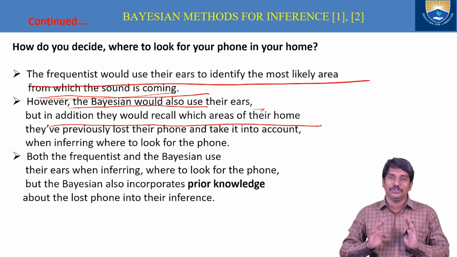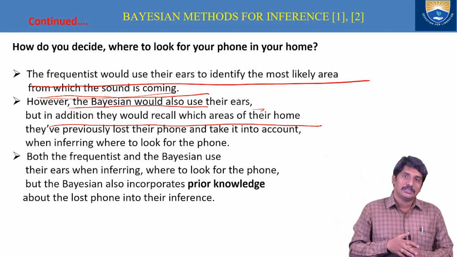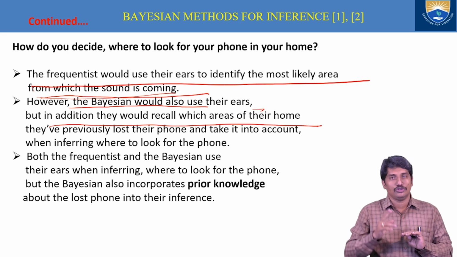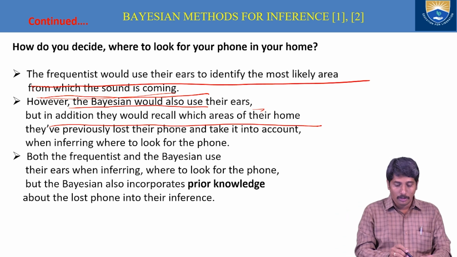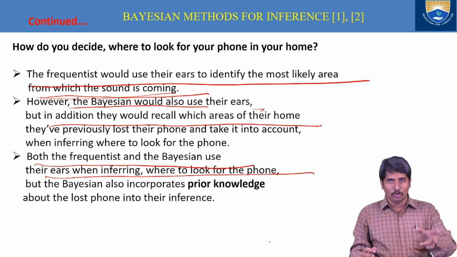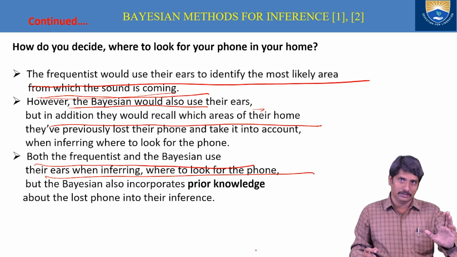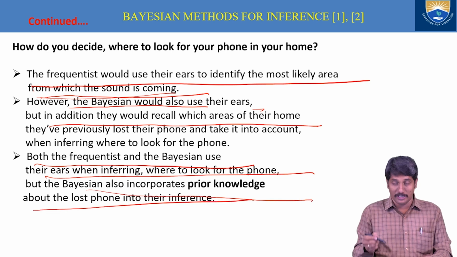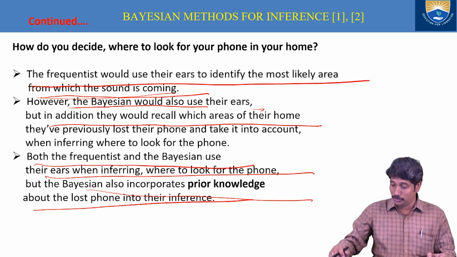In frequentism, you just use your listening power, you just follow the sound wave. But in Bayesian, not only listening to the sounds, but you'll also recall when you have forgotten and where you found it. Both the frequentist and the Bayesian use their ears when inferring. So in both ways, you first depend on your listening of the sound. But Bayesian also incorporates the prior knowledge of losing the phone in previous cases. So past knowledge is also taken into account.